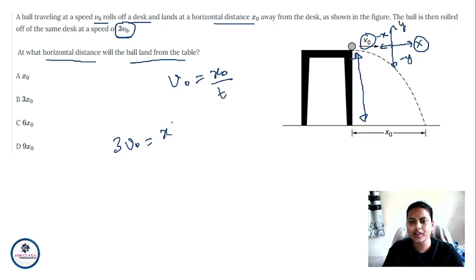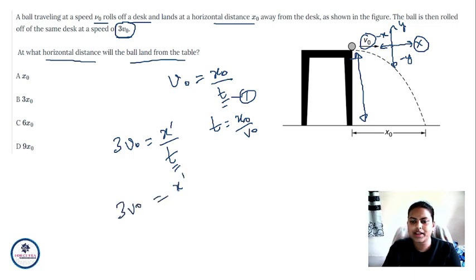X we don't know, we have to find x dash upon time. Time is same, because the vertical height is not changed. Time depends only on the vertical height, that we will see in projectile motion. So what we do, we find the t value from the first equation, which is t is equal to x naught upon v naught, and substitute in the second equation, which is 3 v naught is equal to x dash upon time.